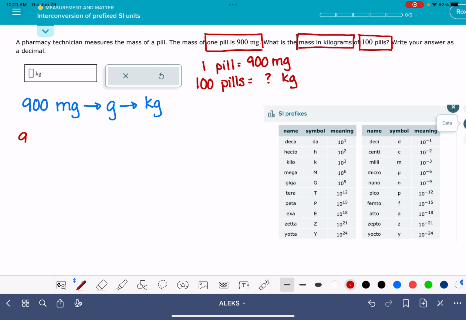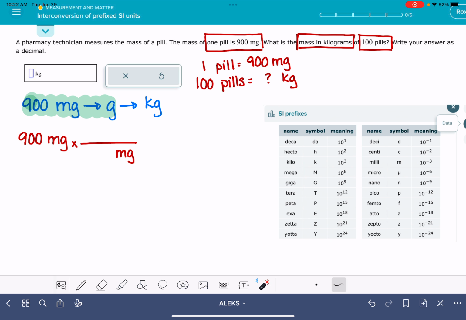I'm going to start by writing the number and the unit that I'm working with. And this I want to multiply by a conversion factor. Right now I'm focusing on doing, I'm going to highlight it, my 900 milligram to gram conversion. That's all that I'm thinking about. So I want to get rid of the milligram units. And to do that, I'm going to set up a conversion factor in the form of a fraction that has my unwanted unit on the opposite side of where it starts originally.